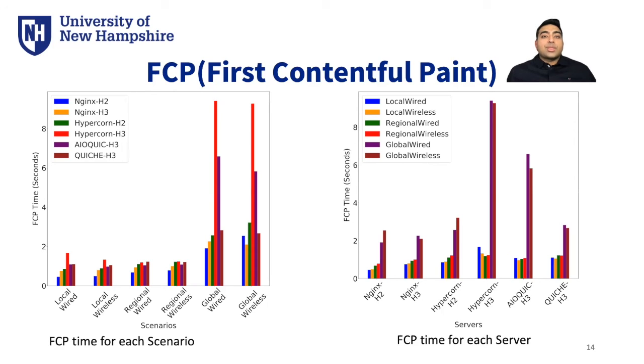It was seen that time to interactive scores had a similar trend as first contentful paint scores. Total blocking time was 0 milliseconds for all servers in all scenarios. Cumulative layout shift scores less than 0.1 are considered good scores, and it was observed that all servers had cumulative layout shift scores of less than 0.1. Next, we go to our conclusion.